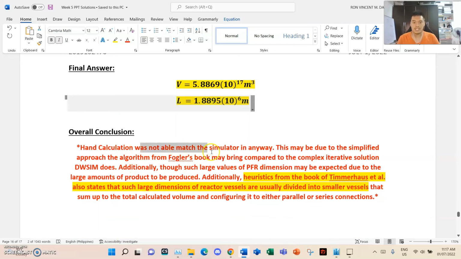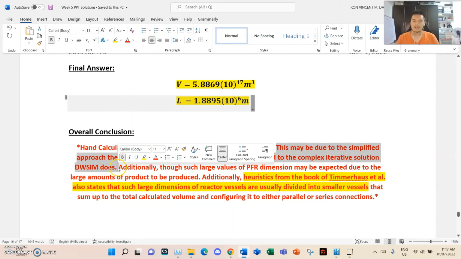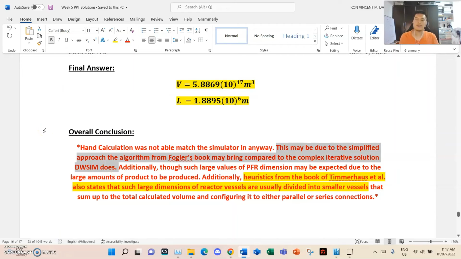The hand calculation was not able to match the simulator in any way, as you can see, from 1 cubic meter to 1 times 10 to the 17th cubic meters. This may be due to the simplified algorithm from Fogler's book compared to the complex iterative solution DWSIM does. Again, the hand calculation I did is all with respect to Fogler's algorithm, which is a very, very simplified and easy to follow method when understanding chemical reaction engineering. But in terms of simulations and actual scenarios, some iterative solutions and complex equations may be needed. Hence DWSIM has far greater computing power compared to my simplified CRE algorithm that I showed you earlier.